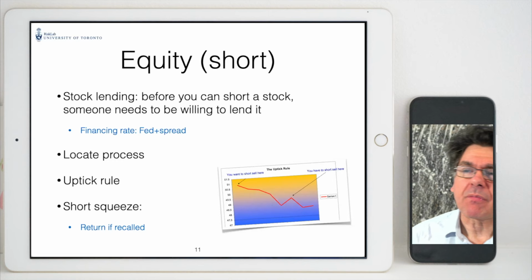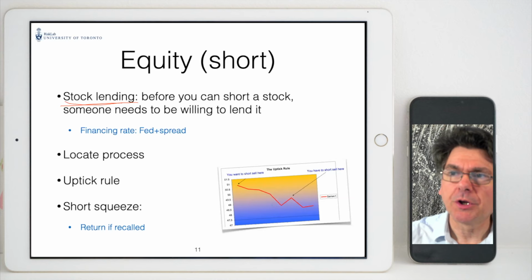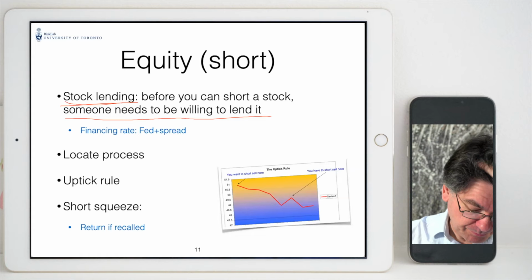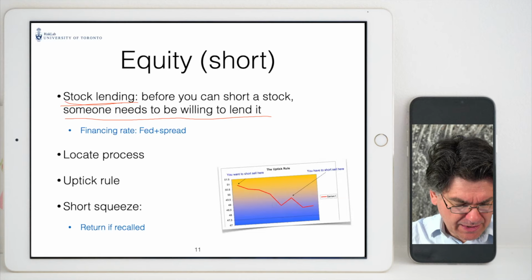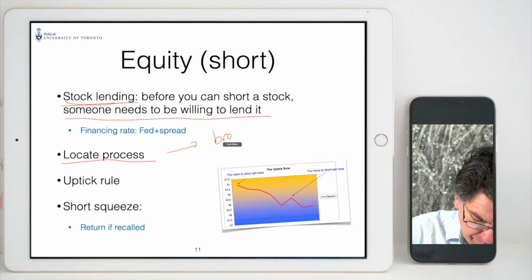Shorting stock is also called stock lending. So you have to go to a broker, because you need someone who is willing to lend it to you. When you do a trade, you call your broker, and to short the stock, it has to be lent to you. Then it immediately is sold and you get cash, but then you owe the stock. The process starts with what's called the locate process. You need to find investors who have this stock. You need a broker for that.